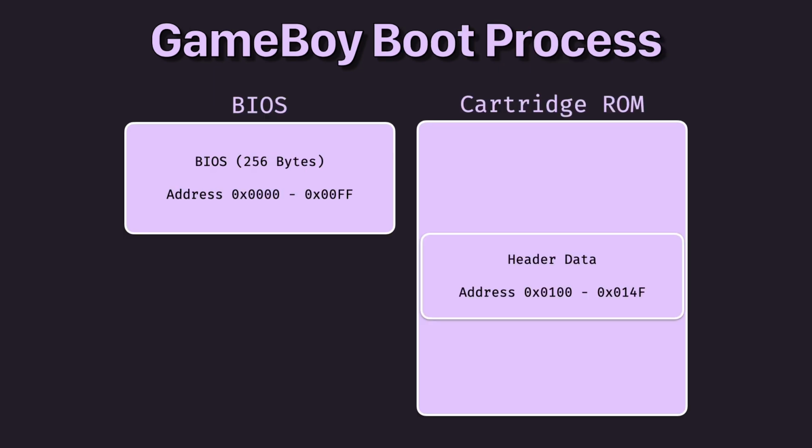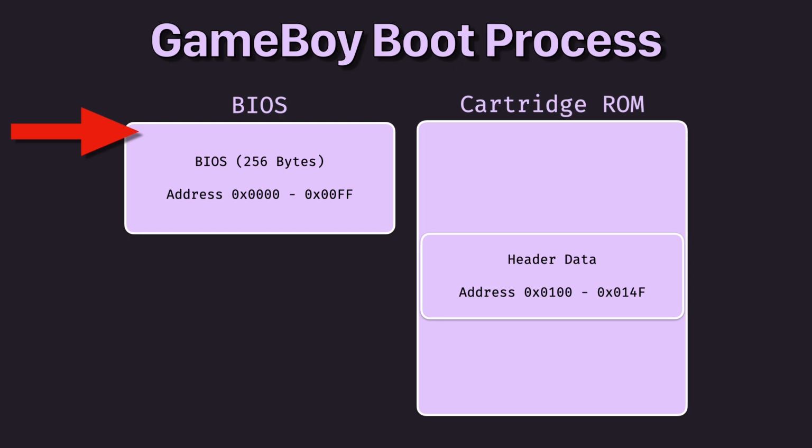When you turn on a Game Boy, the very first thing that runs is the boot code that is located on the device itself, basically the Game Boy BIOS. This piece of firmware initializes various things and basically prepares the Game Boy to be ready to execute whatever code is located on the cartridge. On the original Game Boy, this BIOS is exactly 256 bytes long. The BIOS is located at address 0 all the way to address hex FF.